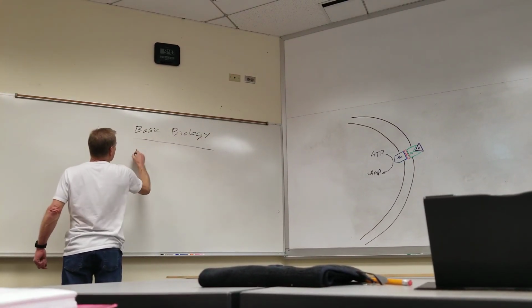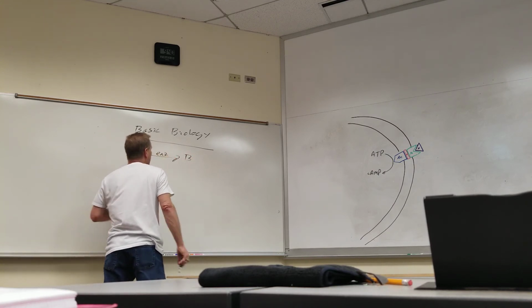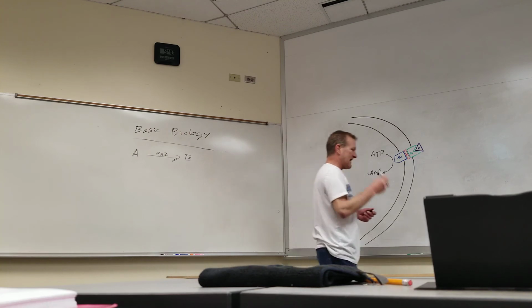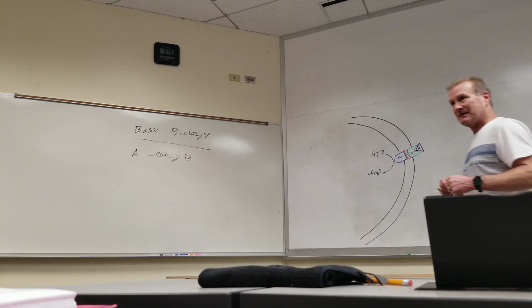So we've looked at this. Basic biology. What is A? Reactant or substrate. What is B? Products. And what's the E? The enzyme. And enzymes are biological catalysts.